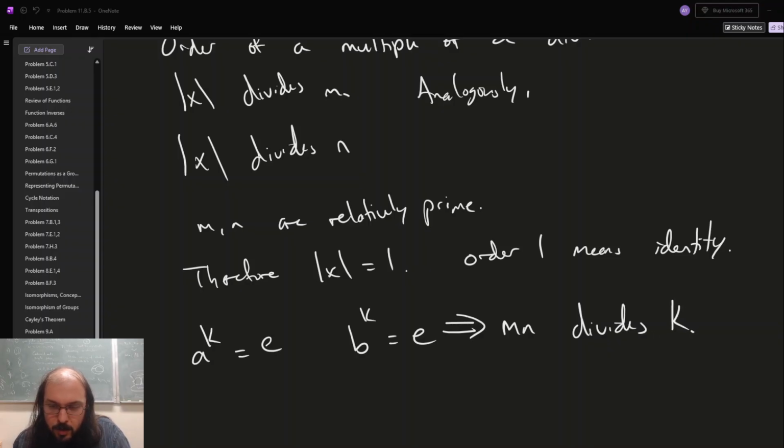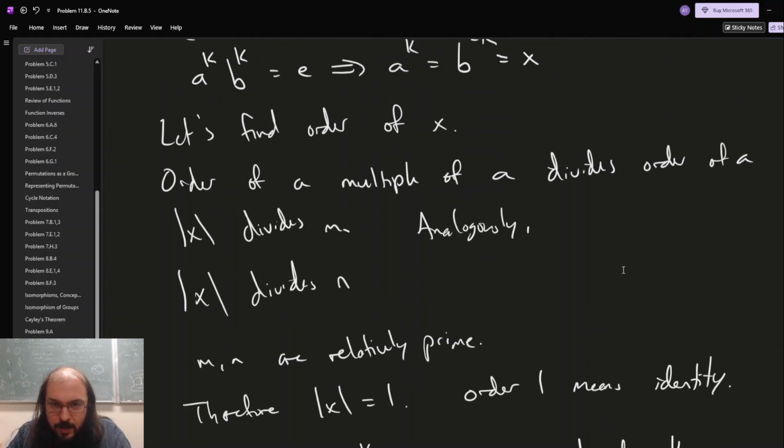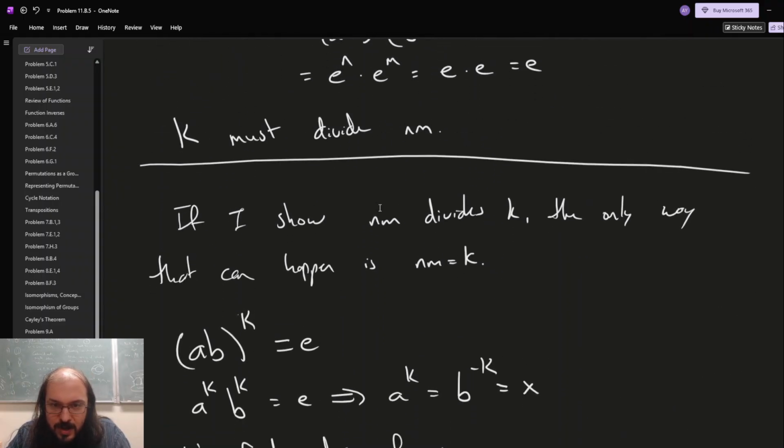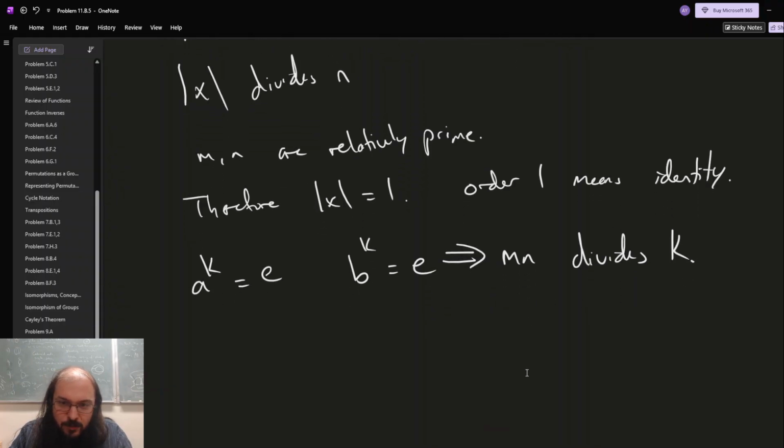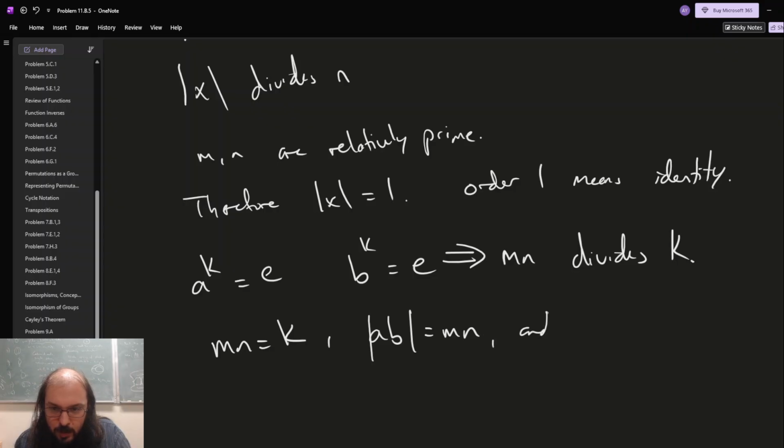And so now we've pretty much done it because we got K divides MN, MN divides K. So putting it all together, MN is equal to K, the order of AB equals MN, and AB is therefore a generator.